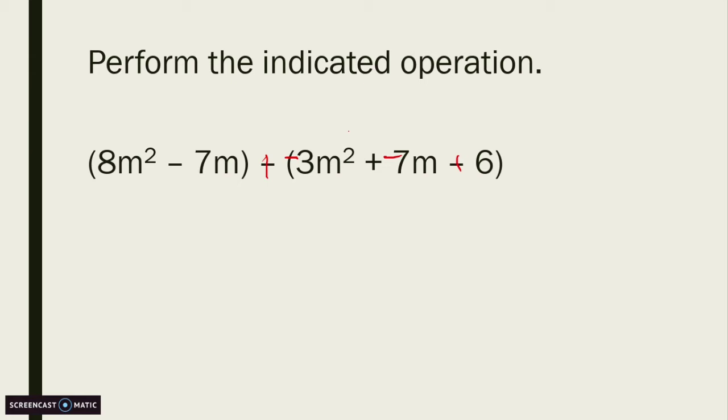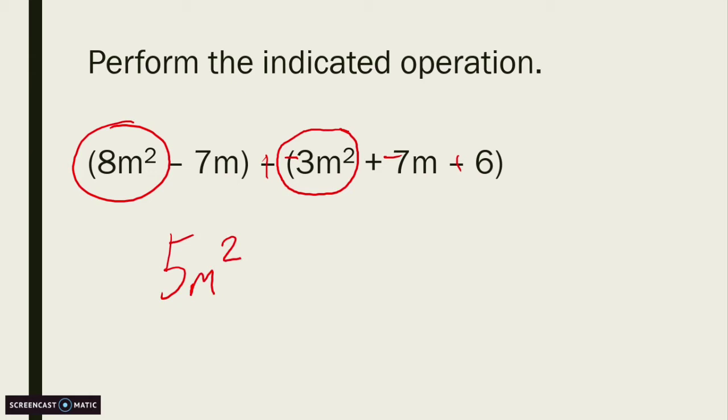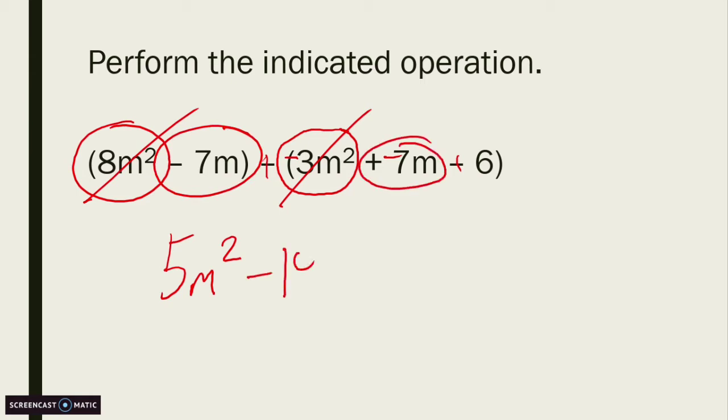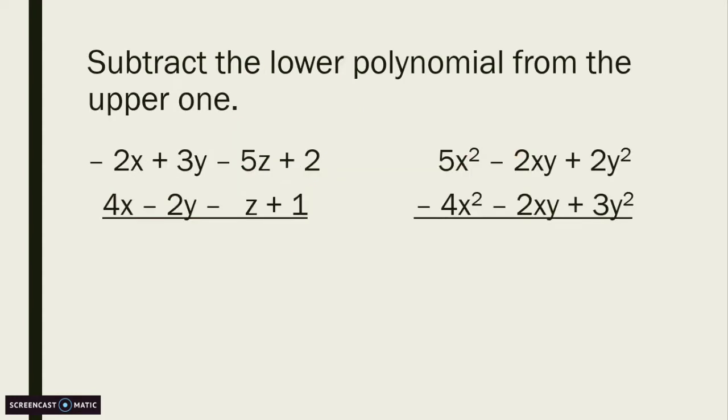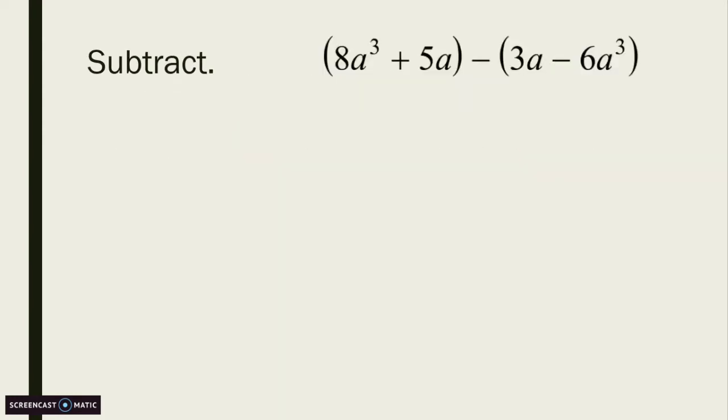We're looking for like terms, starting with the highest exponent. 8m squared minus 3m squared is 5m squared. Negative 7m plus negative 7m is negative 14m plus 6. Next.